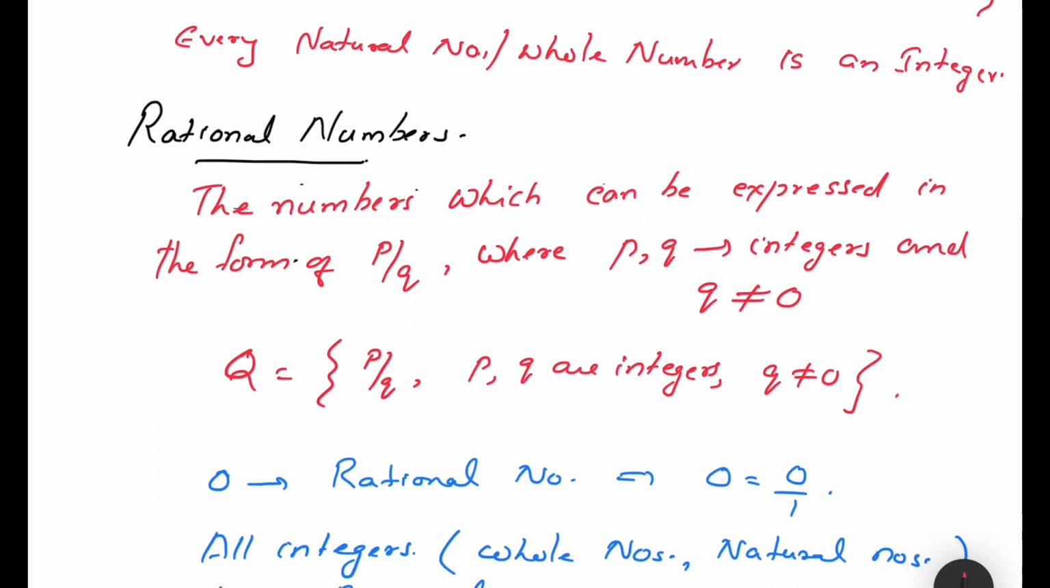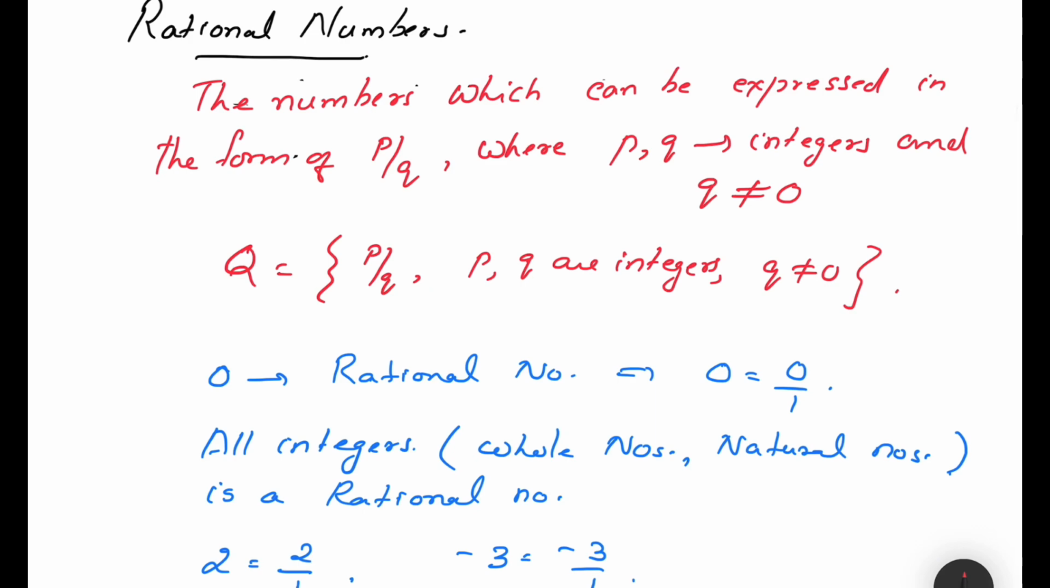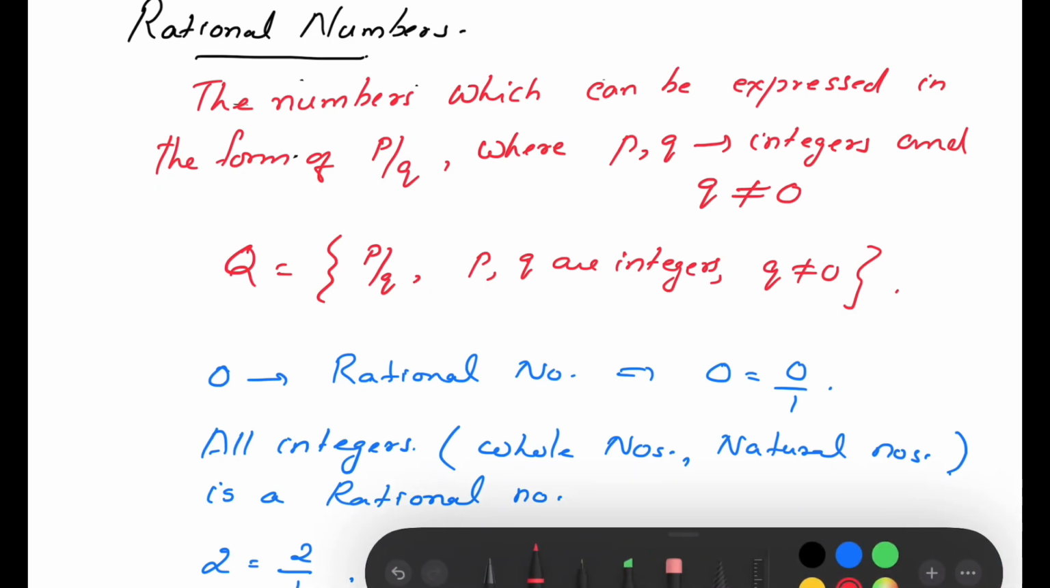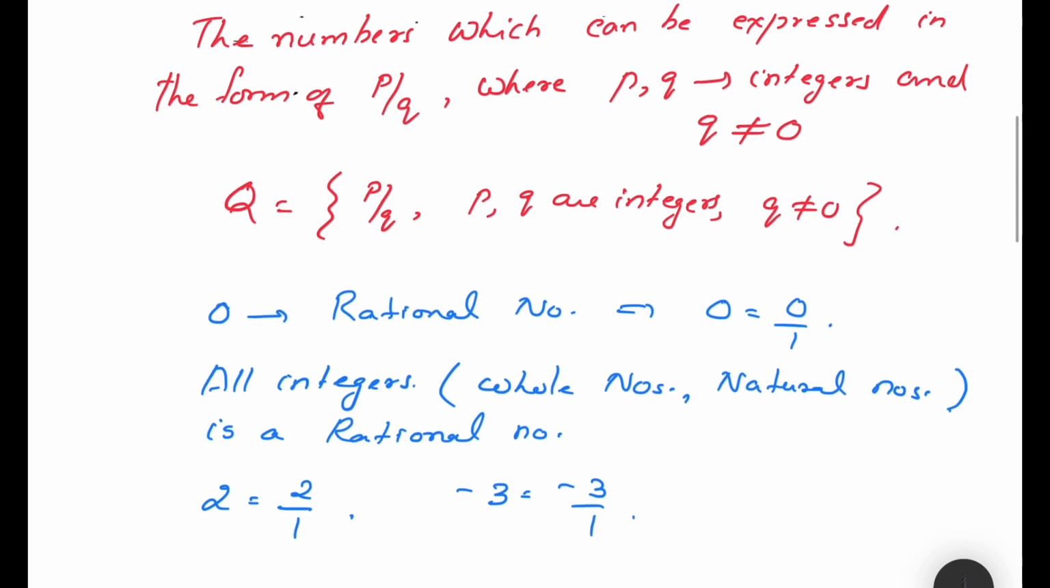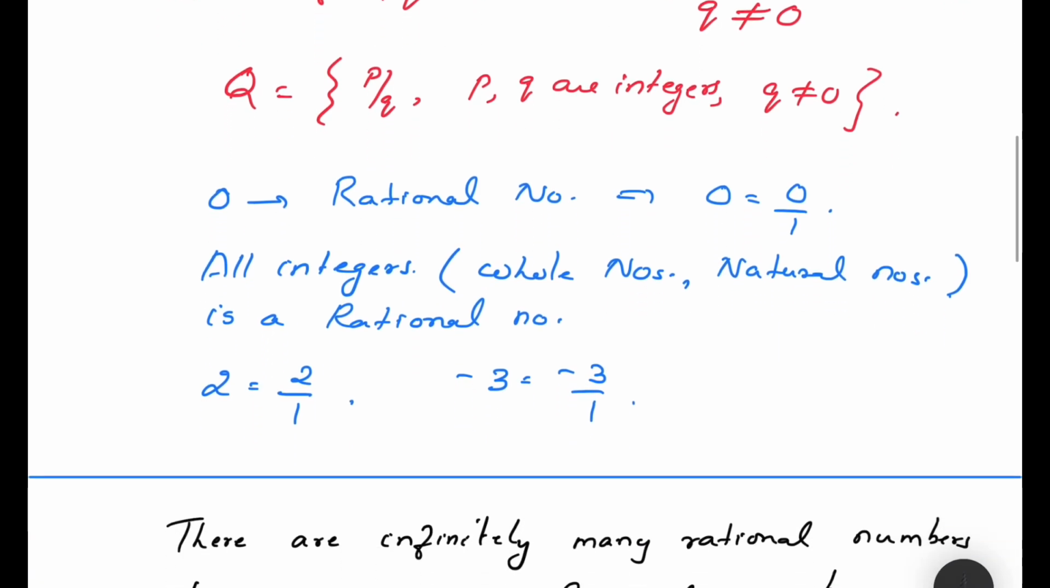Then comes the rational numbers. Rational numbers you have also learned in standard 8. The numbers which can be expressed in the form of P by Q are called rational numbers, where P and Q are integers and Q, the denominator, should not be equal to 0. When the denominator becomes 0, it is undefined. So all the numbers which can be expressed in the form of P by Q are called rational numbers, and rational numbers are generally denoted by the letter Q.